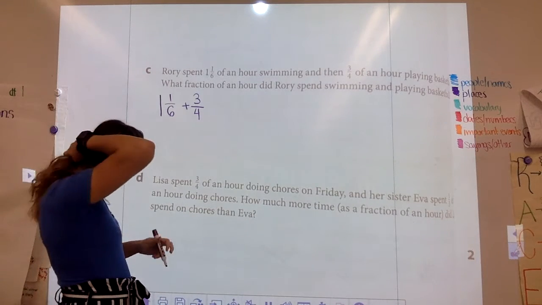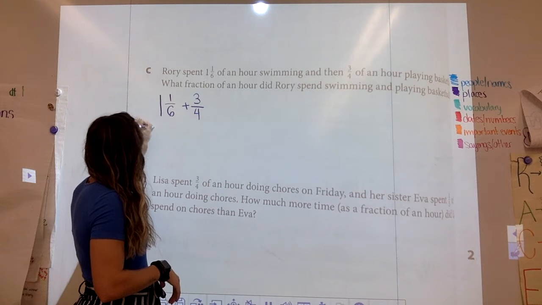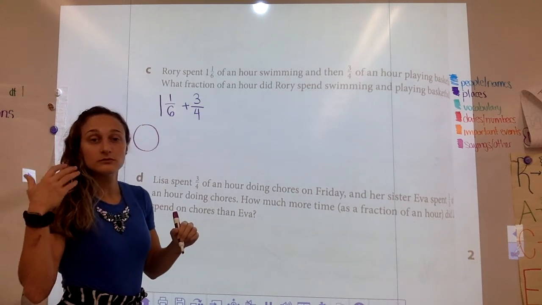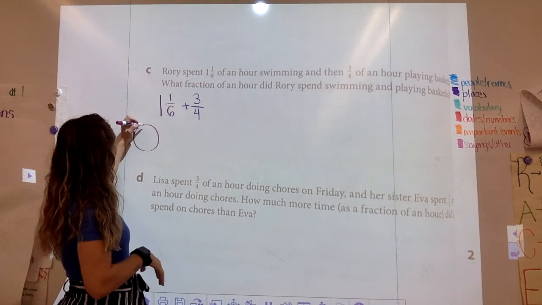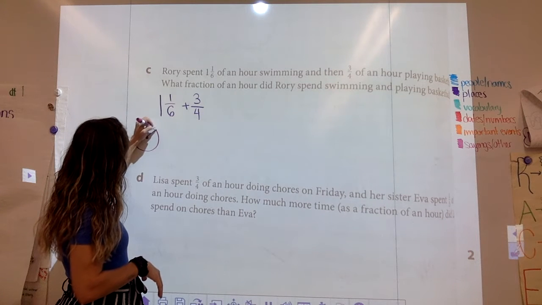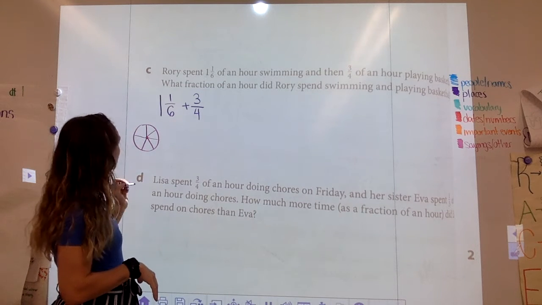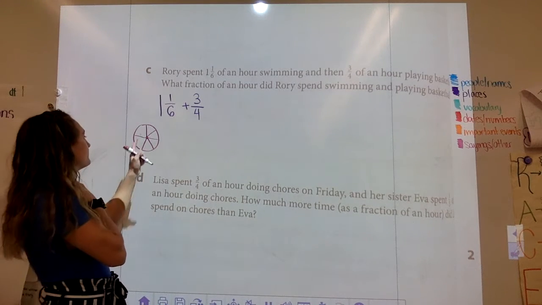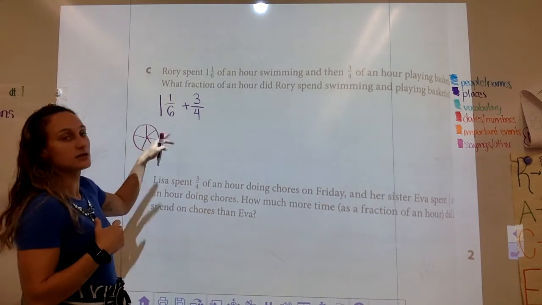Okay, so what I'm going to need to do is show one complete whole. One whole is going to be completely colored in. Now I know if I'm going to draw this like a clock that every 5 minutes there's 1, 2, 3, 4, 5, 6. Okay, that wasn't perfect, but you get the picture. Every 10 minutes there's going to be a line. So it's going to look something like this. This is split into 6 pieces.